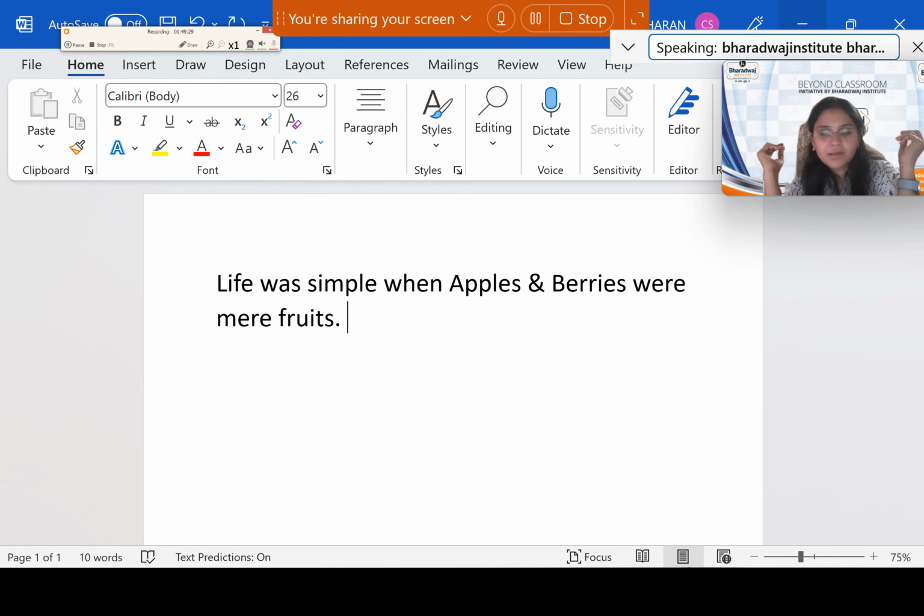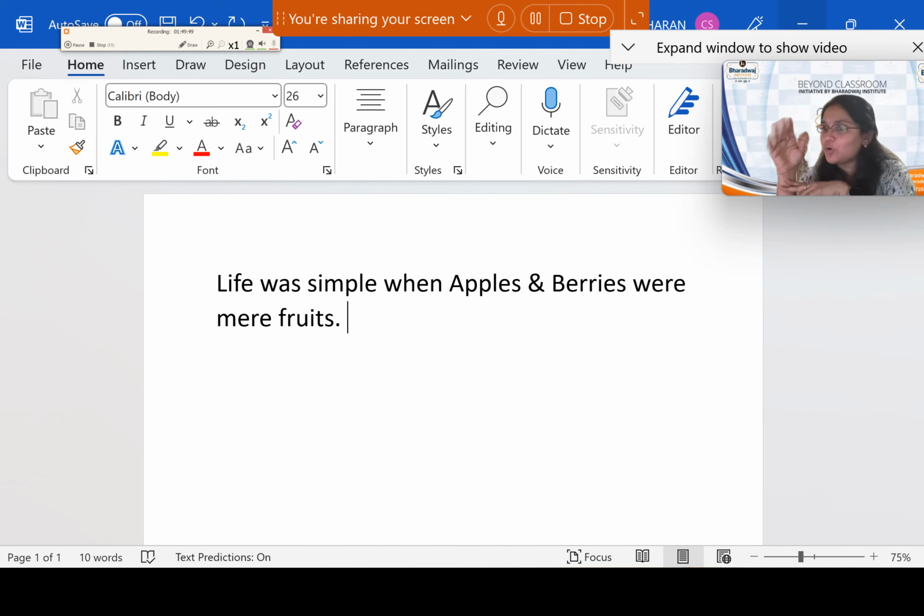Basically, life was merrier back then when apples and berries were only fruits, and now they are company names and gadgets. As long as apples and berries were merely the names of fruits, life was very exciting. The moment they started naming gadgets, people became too engrossed in the gadget apple and the gadget berry than the fruit apple and the fruit berry. So life is not anymore merrier. This is the idealistic approach.